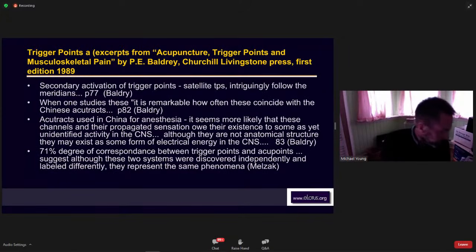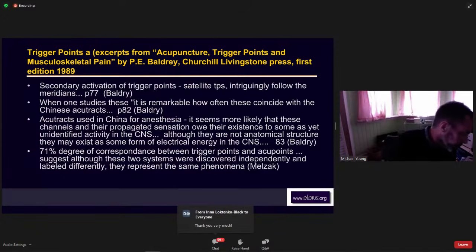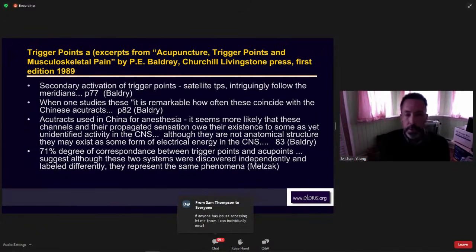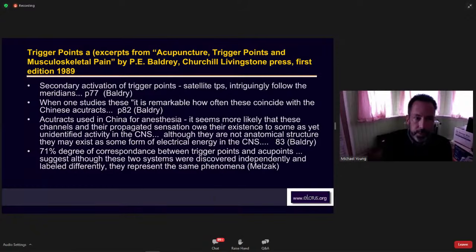So there's a book by P.E. Baldry called Acupuncture, Trigger Points, and Musculoskeletal Pain. There's some good stuff in there. He talks about secondary activation of trigger points, satellite trigger points. Intriguingly, they follow the meridians. He thought that basically the Chinese acutracks coincide with the trigger point pathways, and a lot of them do follow the meridians. Maybe all of them. I haven't really thought about it.